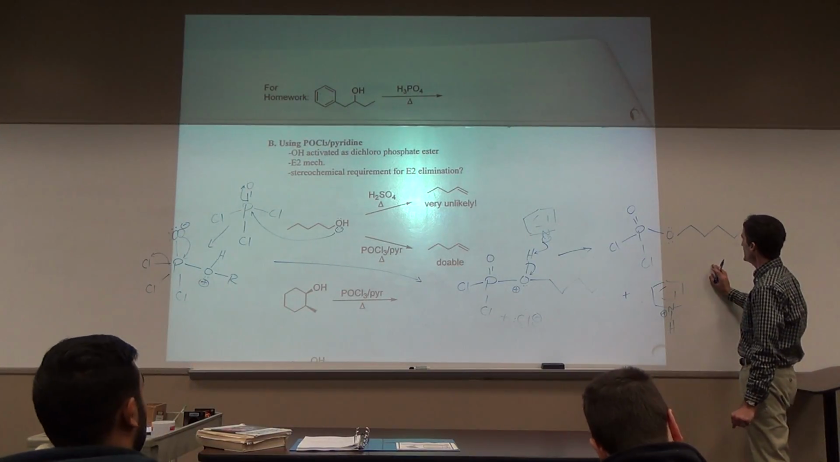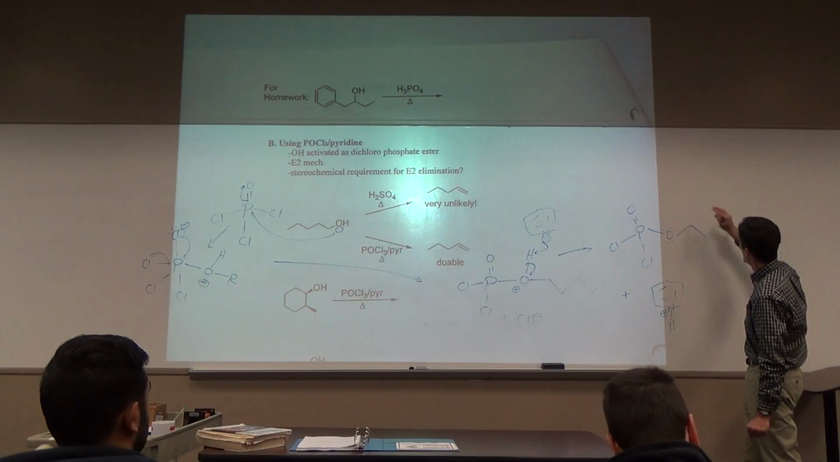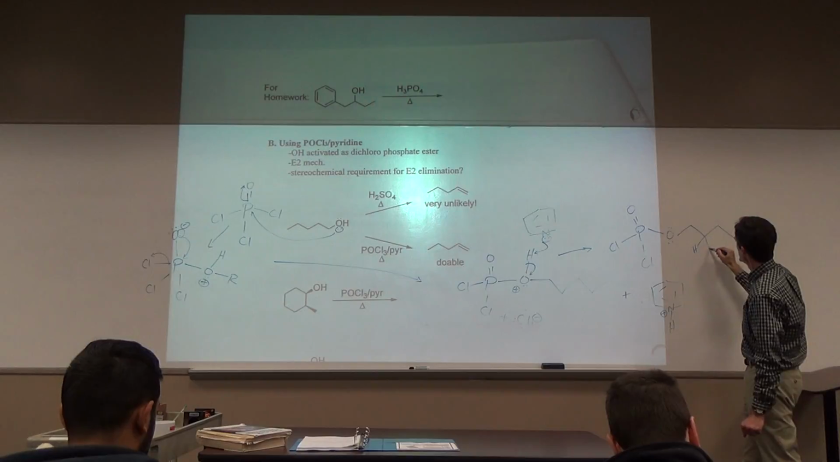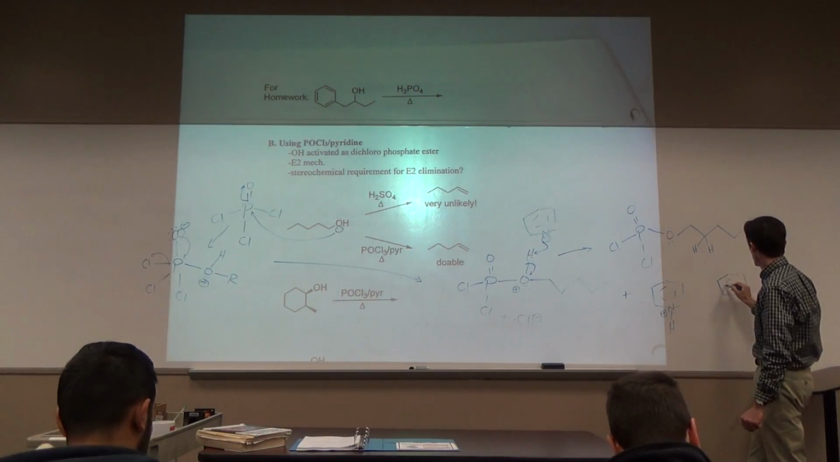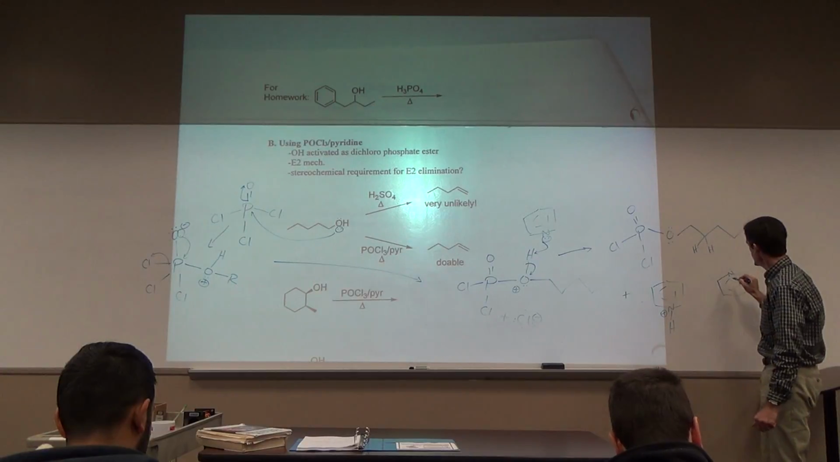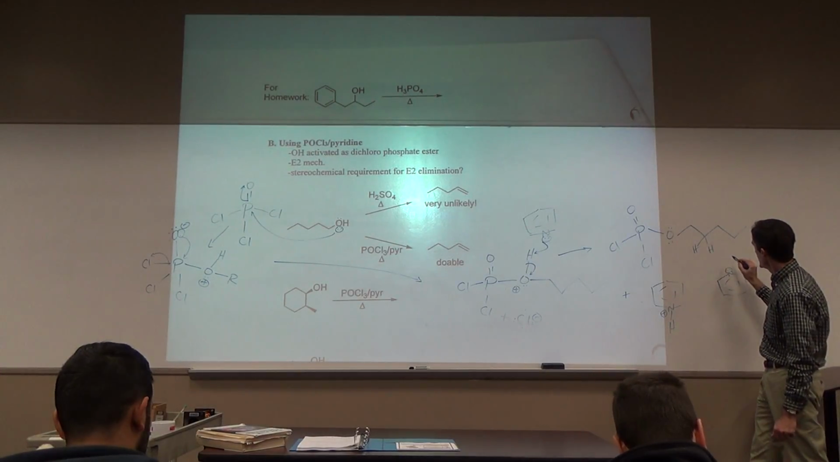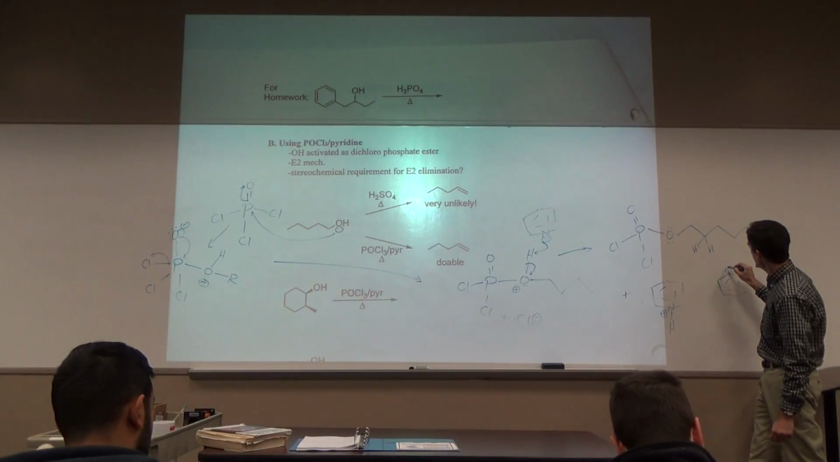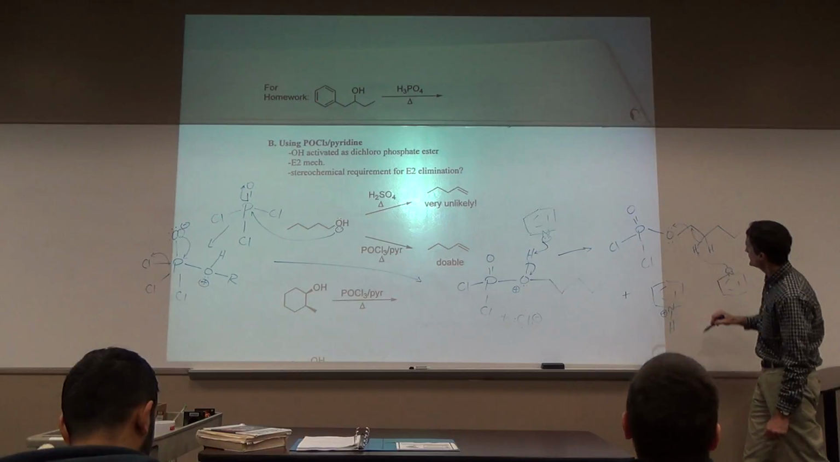Now, what are we trying to accomplish? We're trying to eliminate the oxygen and put a double bond in here. Well, at this point is where you can do it. Now you take actually another pyridine, and it acts as a base. It's fairly weak, but it's strong enough to do E2. Now we can take one of the H's. Now these can move in and kick that off.